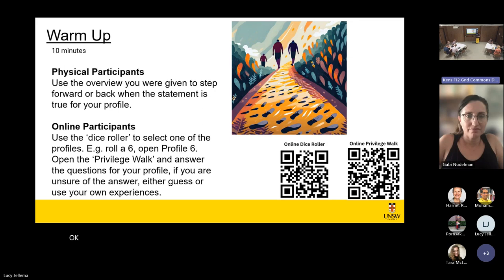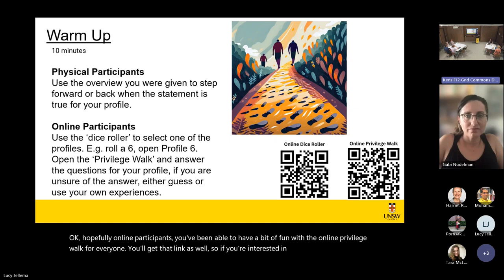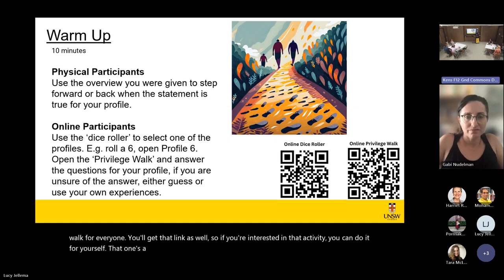Hopefully, online participants, you've been able to have a bit of fun with the online privilege walk. For everyone, you'll get that link as well, so if you're interested in that activity, you can do it for yourself. That one's a lot more specific. It's like, are you left or right-handed is one of them. But it's actually quite interesting clicking through it.